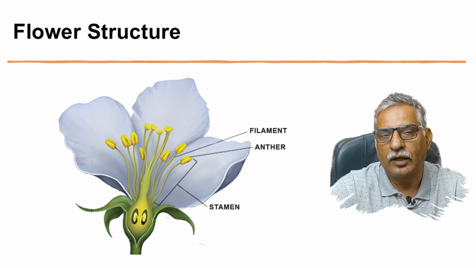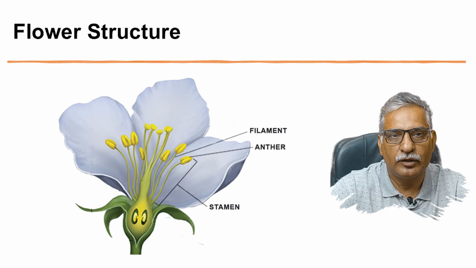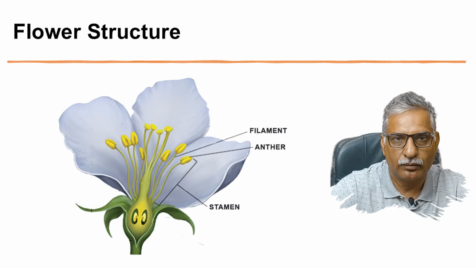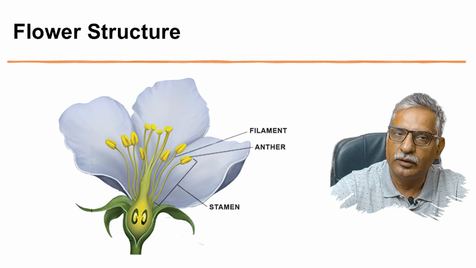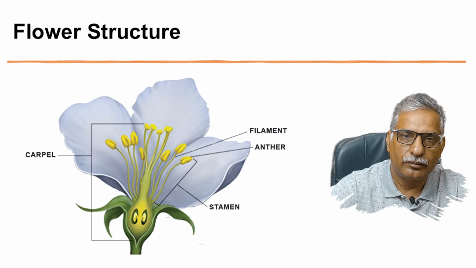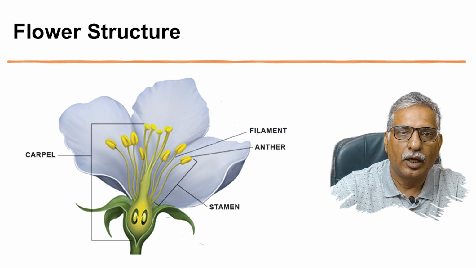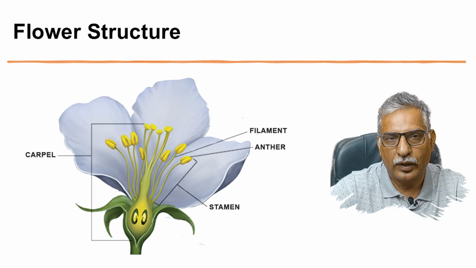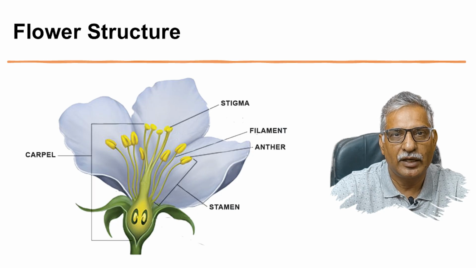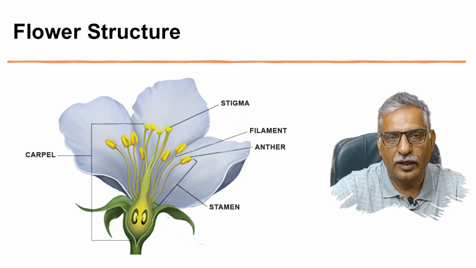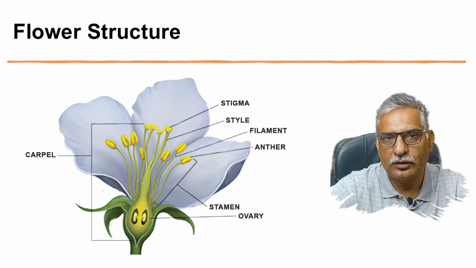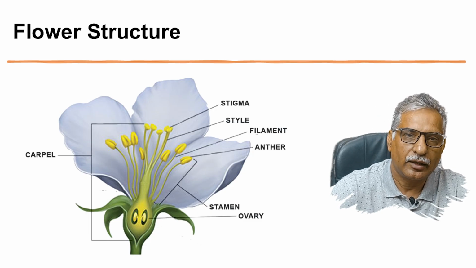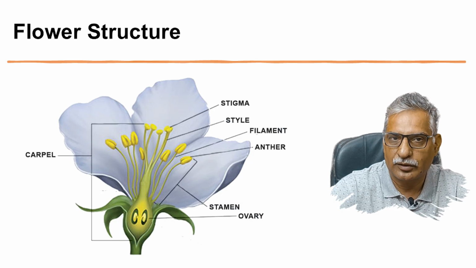In a typical flower diagram, right in the middle of these stamens, we have a vase-like structure that represents the female reproductive part of the flower, and this is known as the carpel. The carpel has a top part known as the stigma, and the stigma is the one that receives the male gametes known as pollen. Then there is a neck-like part known as the style, and there is a swollen base known as the ovary. All these three components collectively make the carpel. It is also known as the pistil.